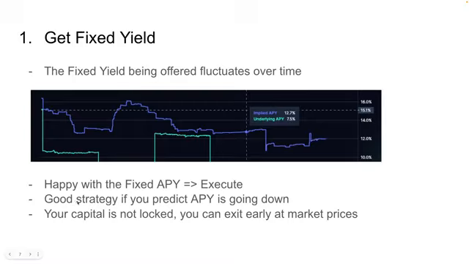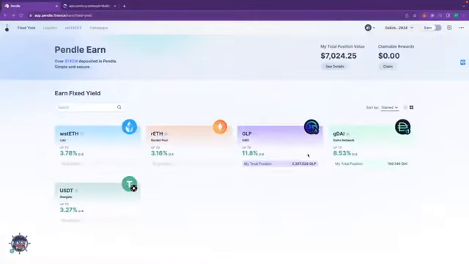The third point is that in general, it's good to get fixed yield if you predict that the APY is going down. For example, if you think that GDAI APY in general is going to go down, which it is going down right now, then it might be a good time to get the fixed APY on GDAI.